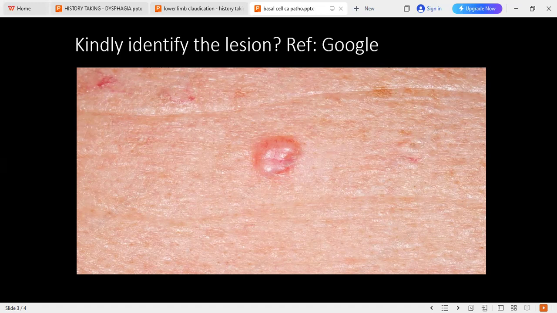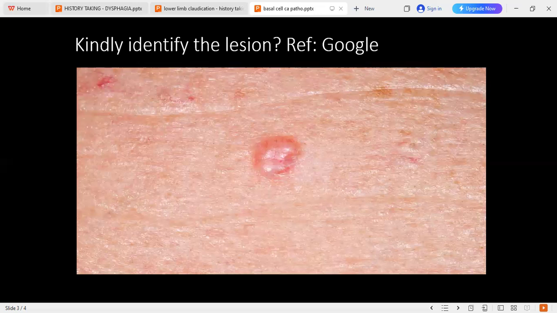Yes, very good. Please tell me, if you were to describe the lesion, how would you begin? Begin with the size, the color. Please tell me, what is the size? Okay, could be less than 1 centimeter. Yes, less than one. Okay, and then this is raised, so this is a papule. It's not a macule. Yes.